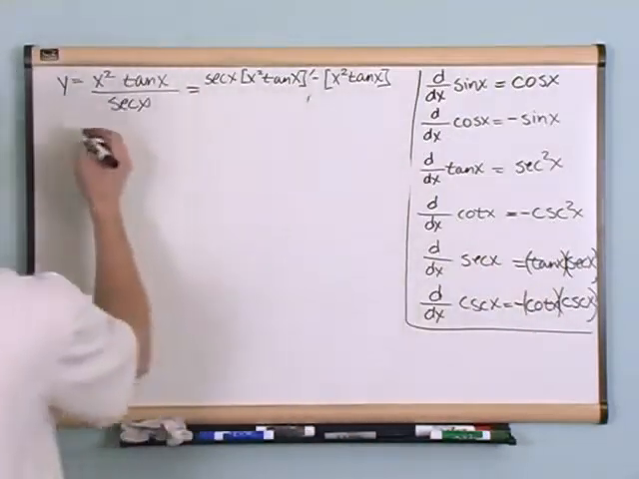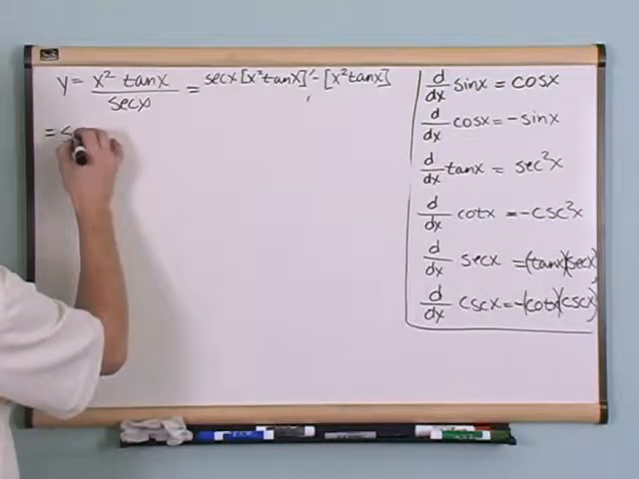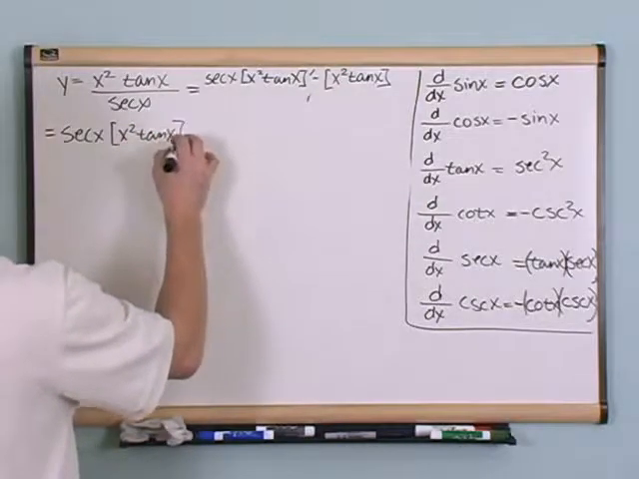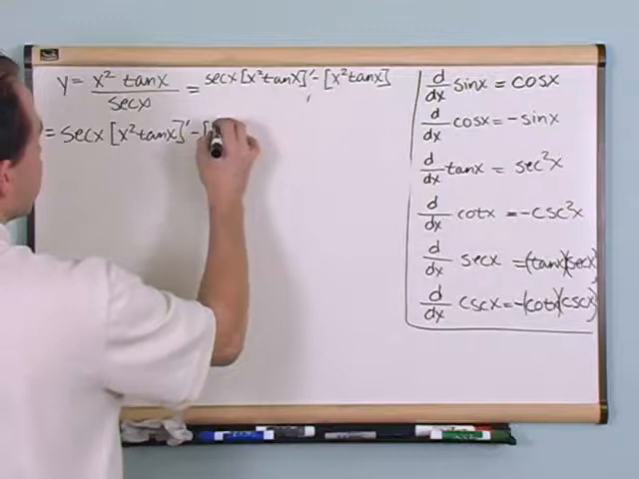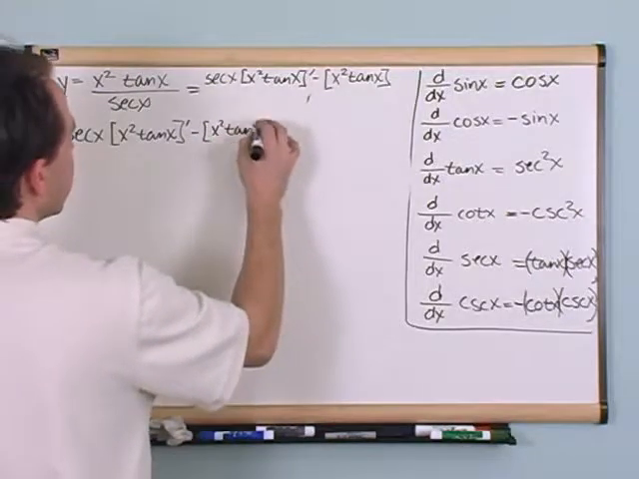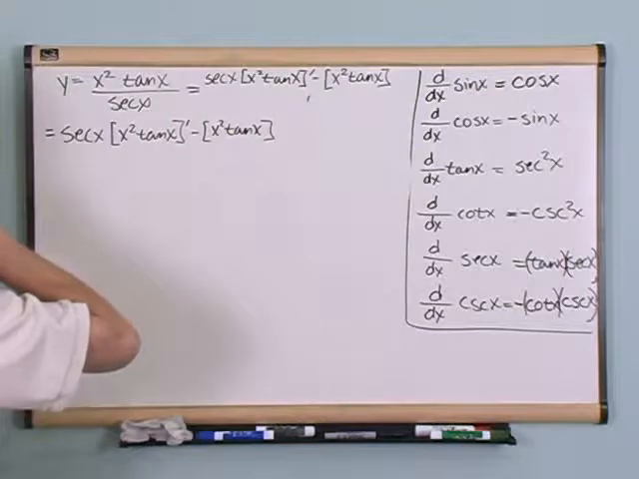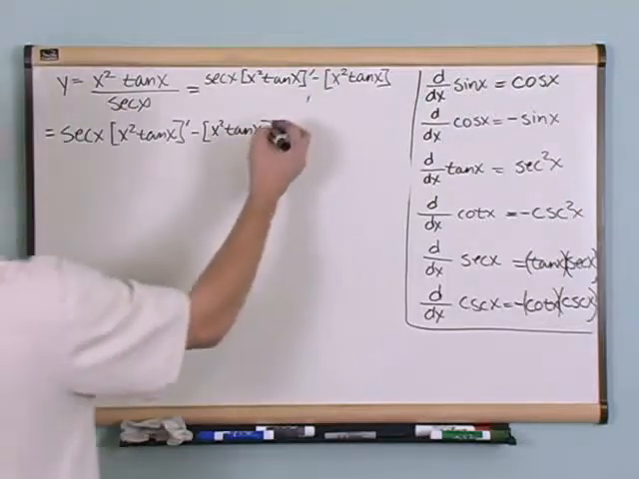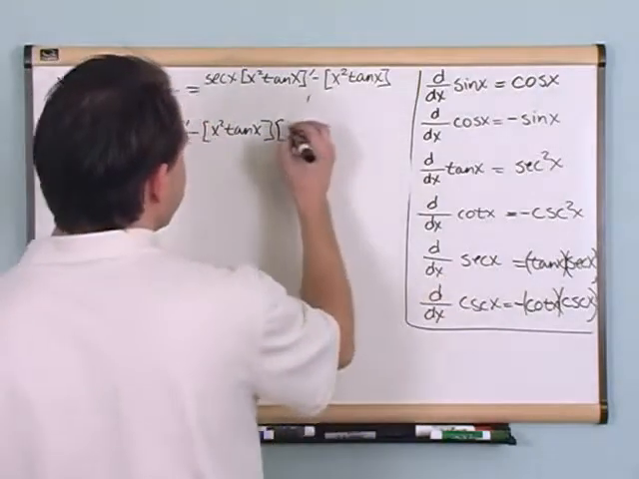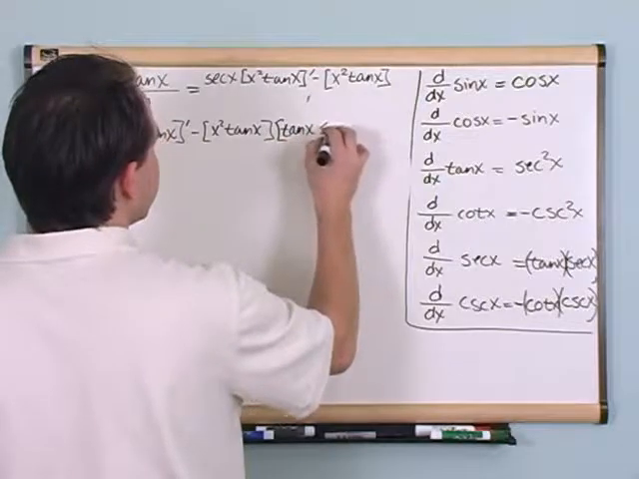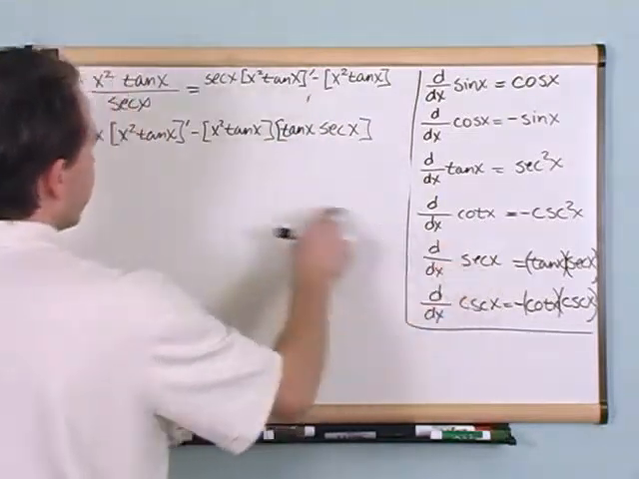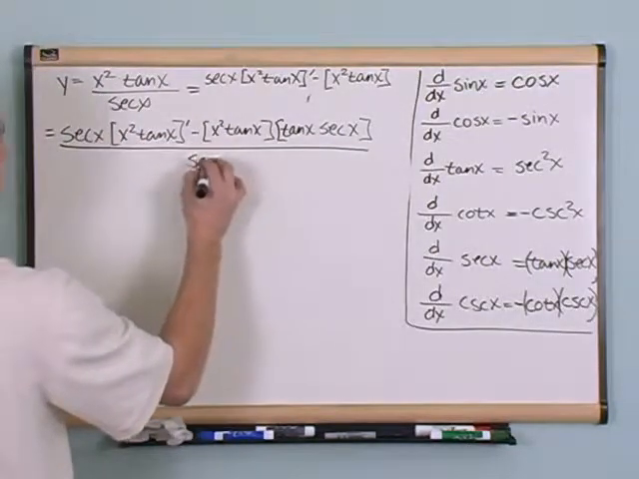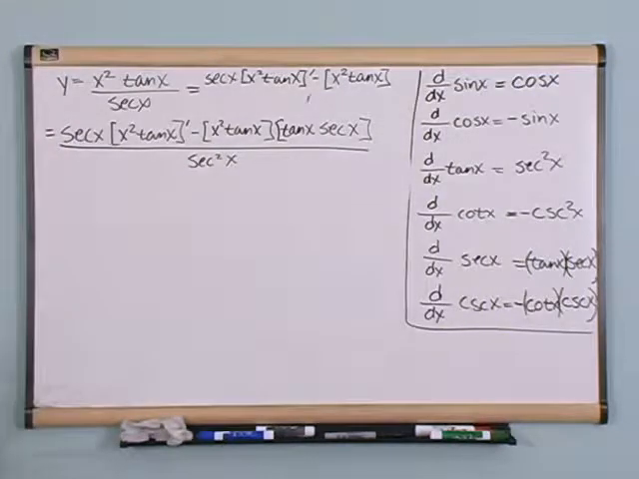Okay, so actually what I'm going to do here, since we ran out of a little bit of space, is I'm going to rewrite it here. Secant times x squared tangent x, got to take the derivative, minus x squared tangent of x. Now I've got to take the derivative of secant, which gives me tangent times secant. Tangent of x times secant of x, which is given right here. Okay? And then I've got to take the whole thing and divide it by the bottom squared. Secant squared. Okay?